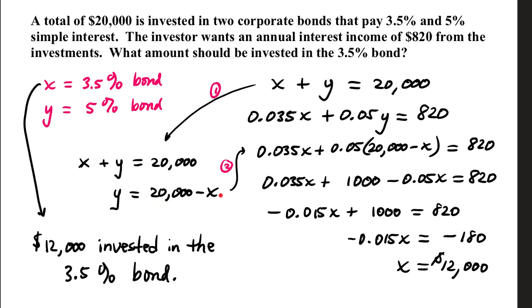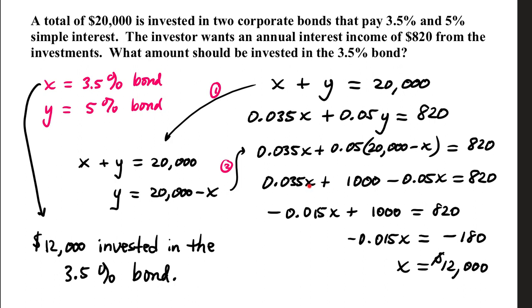Now go to the other equation, replace y with 20,000 minus x, 0.035x, distribute, that's 1,000 minus 0.05x. All this is still equal to 820. That's the interest payout that the investor wants.